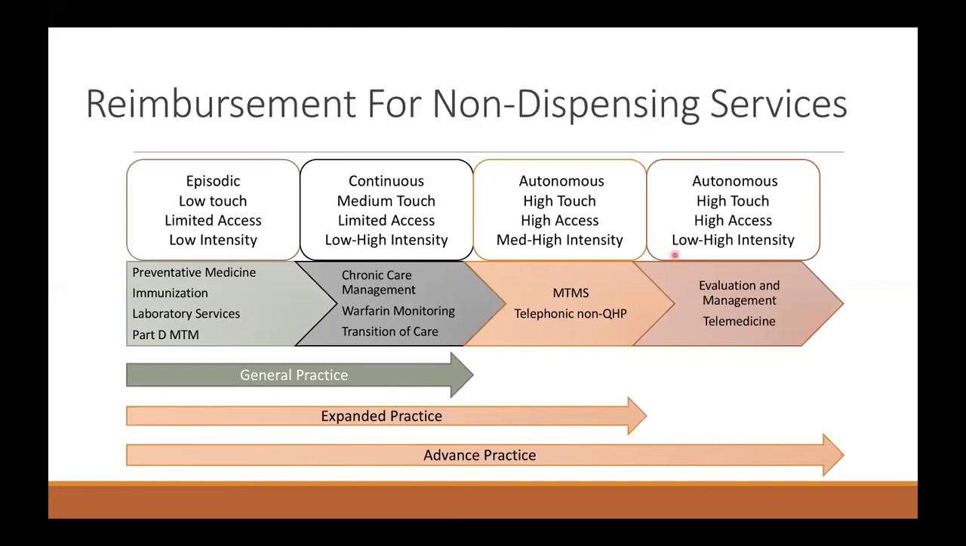And then the more autonomous, high touch, high access services are going to be your evaluation and management and telemedicine type services, where you're owning care as a provider. You're seeing patients and doing chronic disease state management. And that's where I think, most of the time, we see the more advanced practice sites focusing most of their efforts, around chronic disease state management with their clinical pharmacists. I know for a fact that Zach's really built his team up around that. Isn't that right, Zach? Absolutely.